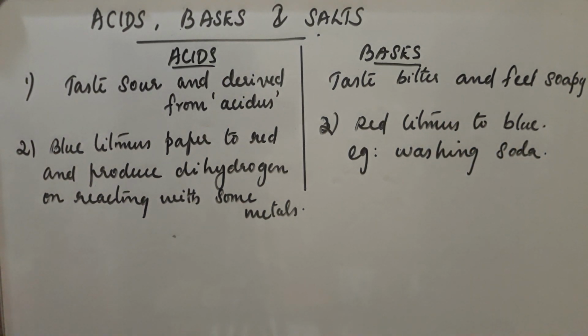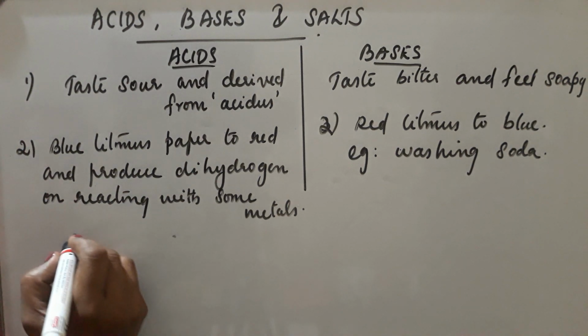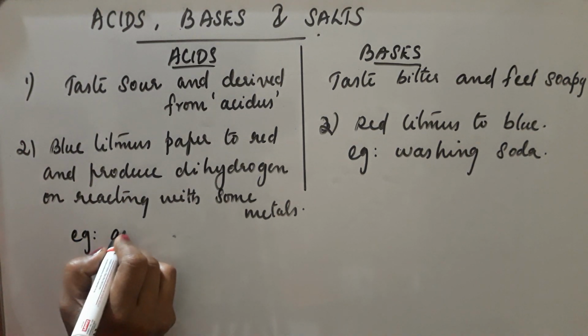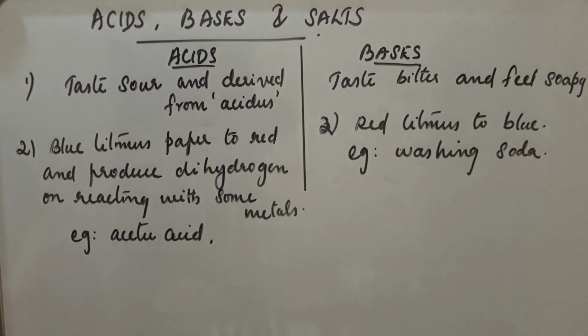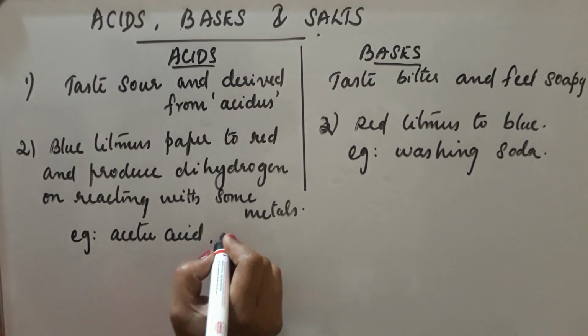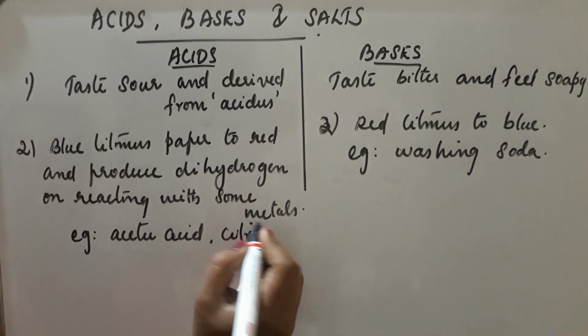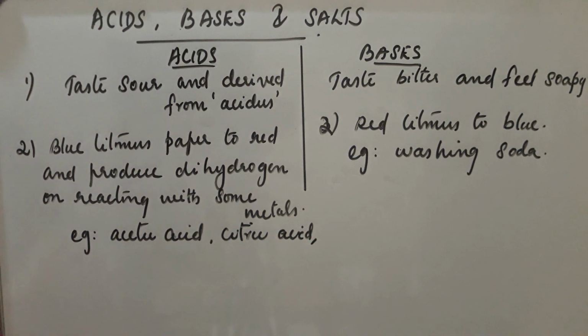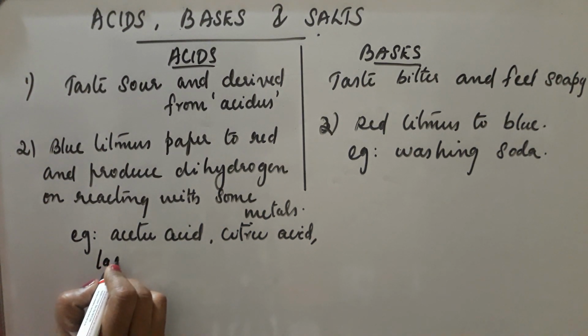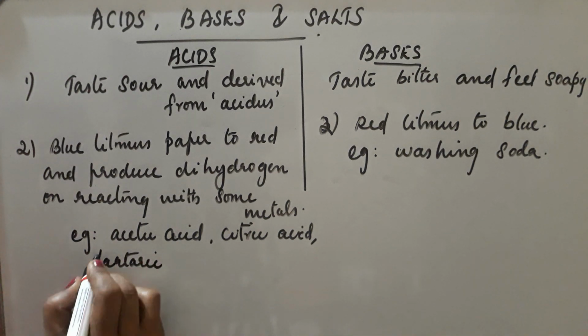Now, examples for acids. Acetic acid, present in vinegar. Then citric acid. Another example, tartaric acid in tamarind, etc.